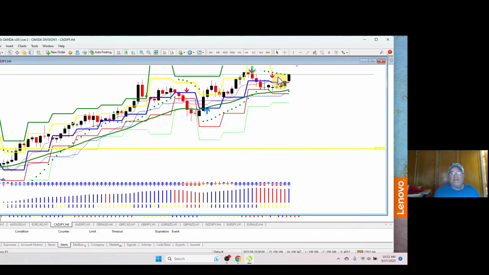The CAD yen sell, I don't know if I'd want to take that or not. I mean, it would be a low risk buy. I mean a sell, low risk sell, sorry. And this is on CAD yen.